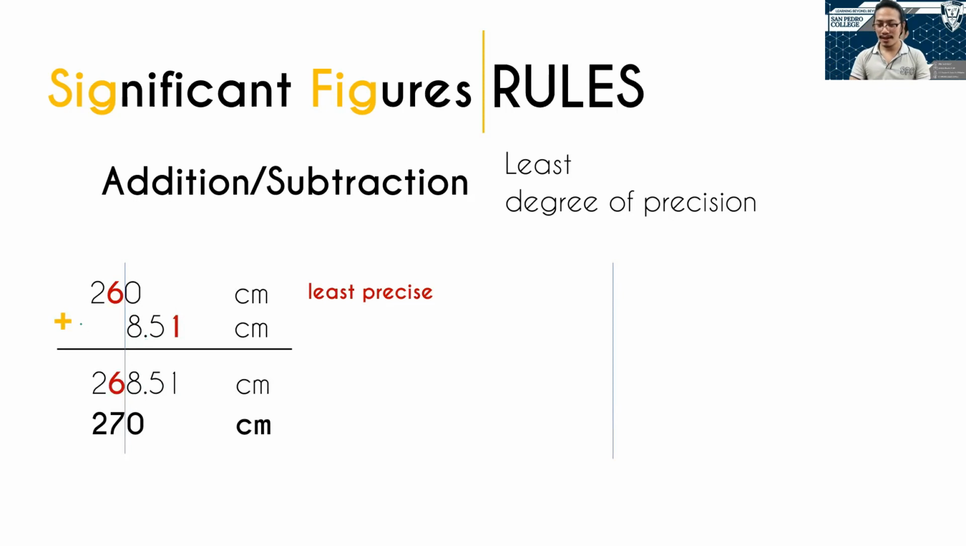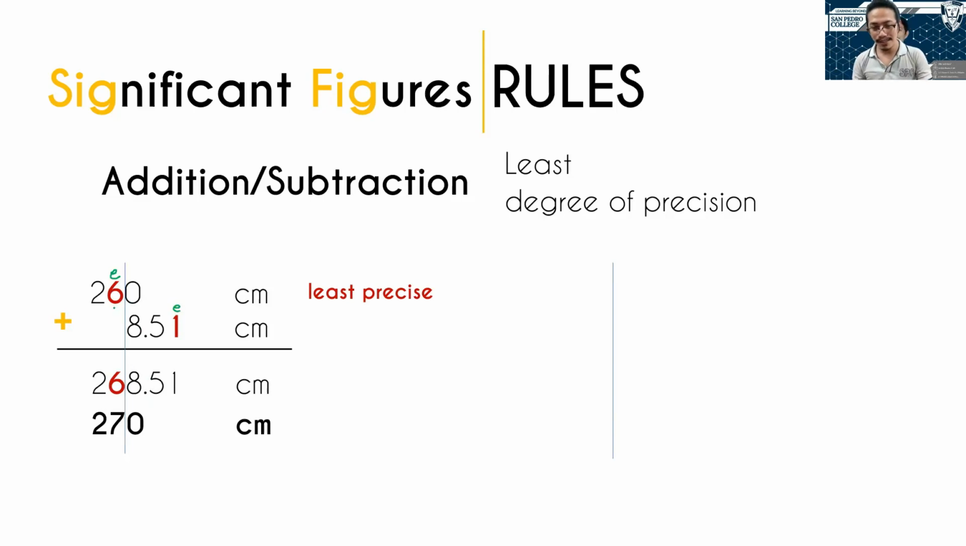Okay, so again, this is addition, and the rule for addition is the least precise measurement. So ibig sabihin, let us identify the farthest estimate. Ano yung farthest estimate? So ibig sabihin, ito yung estimate natin because we know that 0 here is not significant. Do you follow? So 6 is the last significant digit. So that is our estimate. And then dito, yung 1 yung last significant natin. So that is our estimate.